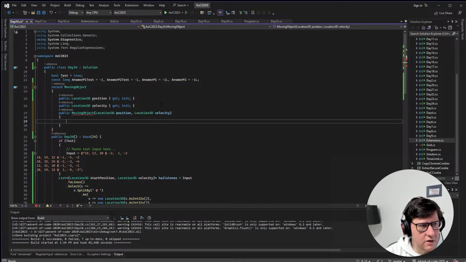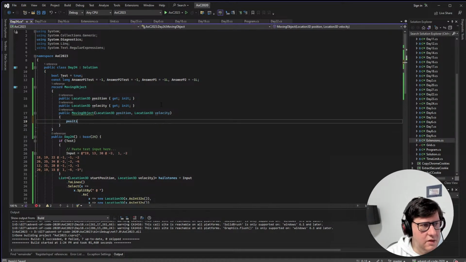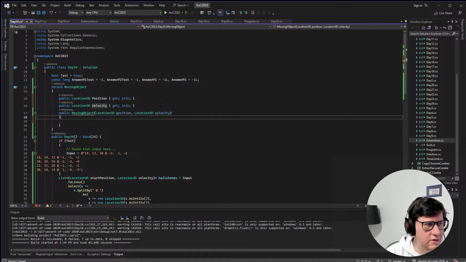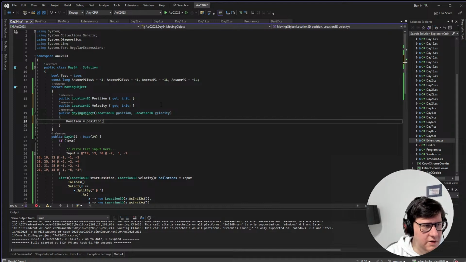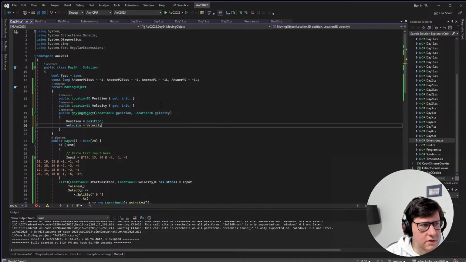So this is the default constructor now. And then I do this. Let's make this uppercase, Position and Velocity. So I can do Position is position and Velocity is velocity. And these need to be crossed.